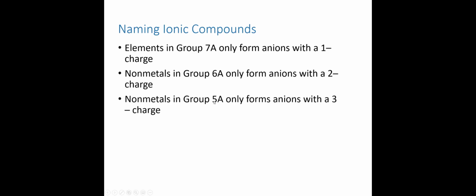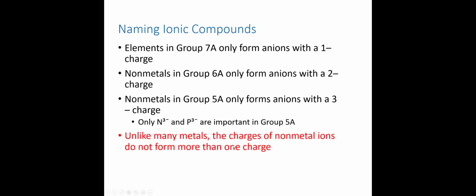And the nonmetals in group 5A will only form ions with a 3- charge. The only ones we're really going to be interested in there are nitrogen with 3- and phosphorus with 3-. We don't deal much with the elements below that, like arsenic, because arsenic is a metalloid, and then as we go lower, they are metals. So we're only talking about the nonmetals right now. Now, the nice distinction about these anions compared to the cations is that they are never going to form more than one charge. So these values are completely fixed.